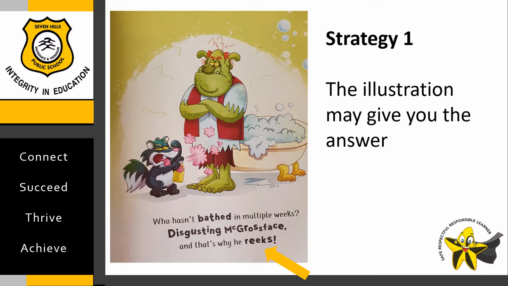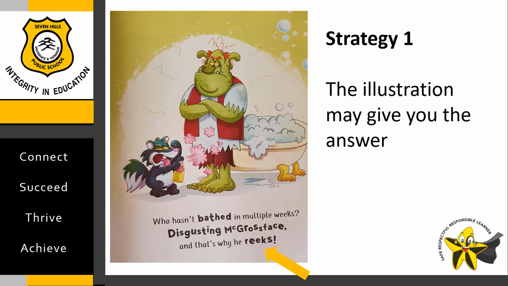So on this particular page, we're talking about Disgusting McGrossface and some of his traits, and it says, "Who hasn't bathed in multiple weeks? Disgusting McGrossface, and that's why he reeks." Now, some of you may not have heard the word reeks before, but this is where we can look at the illustrations sometimes, and they'll give us some clues as to what that word might mean.